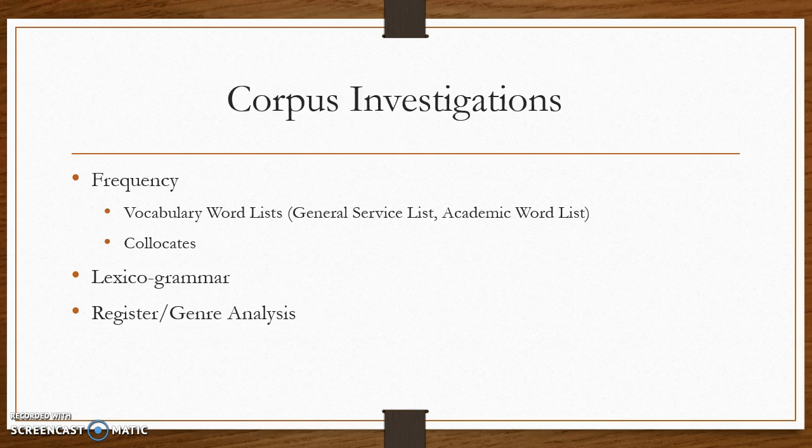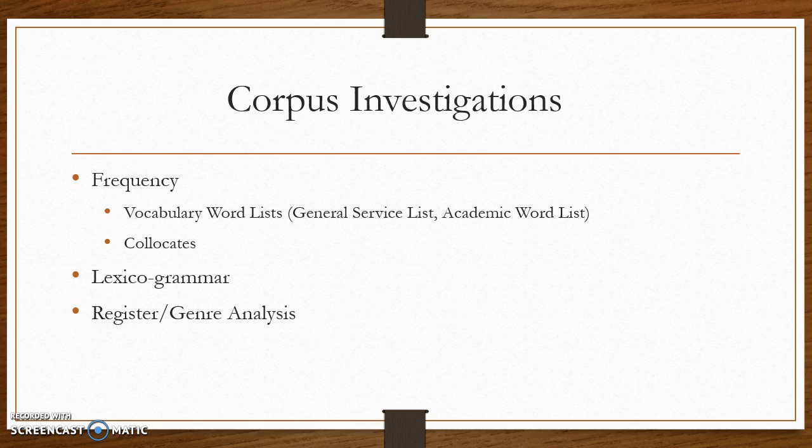Some investigations that have been done with corpus are frequency, lexicogrammar, and register analysis. A frequency investigation would simply be looking at words and seeing how many times they occur, counting them up. From this we get the general service list, which shows the first 1,000 and 2,000 most commonly used words in English, and the academic word list, which consists of words used frequently in the academic register but not in other registers. Something else we can do with frequency analysis is looking at collocates.